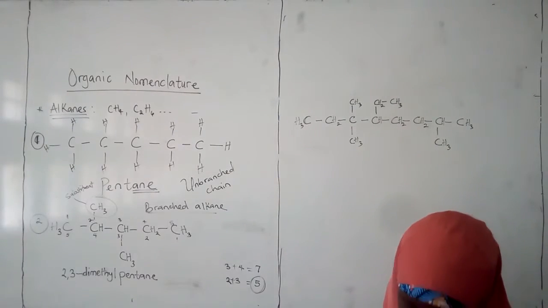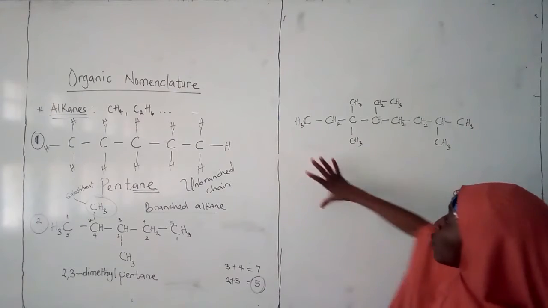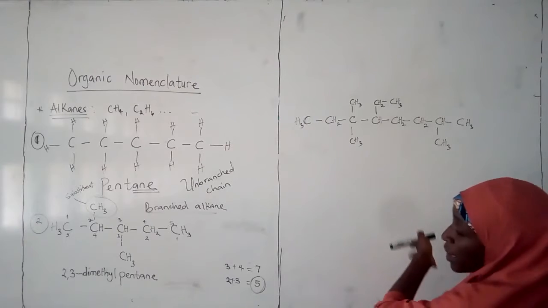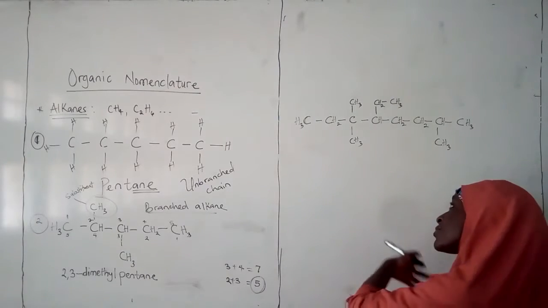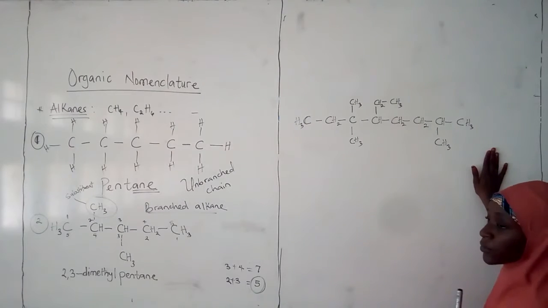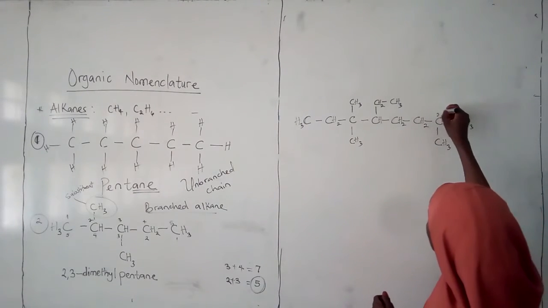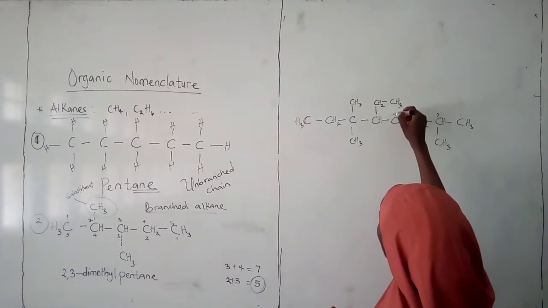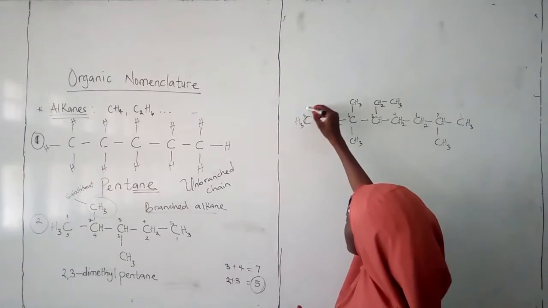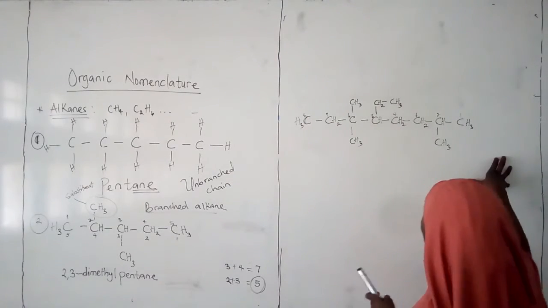Now we are given this to name. So now we are going to look for our longest chain, that's our parent chain. We are going to count it from left to right, from right to left, to find which one is going to be our parent chain. Now let's start counting from here. Now we have 1, 2, 3, 4, 5, 6, 7, 8. If you count it from this side, it's still going to give us 8 carbons.